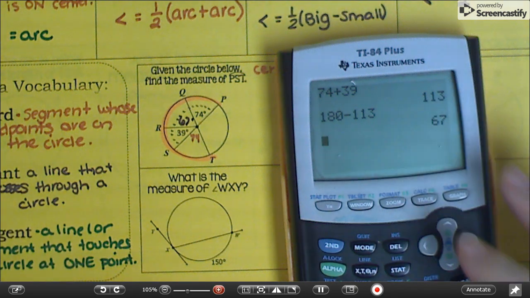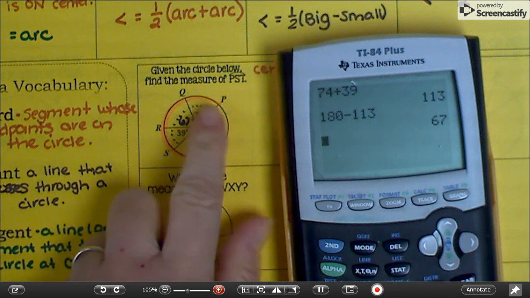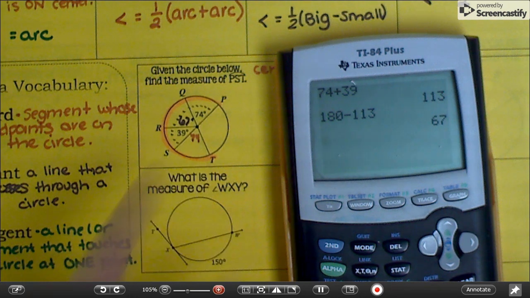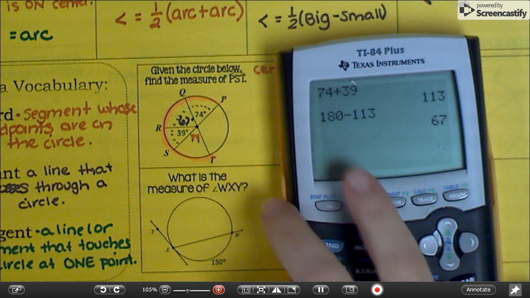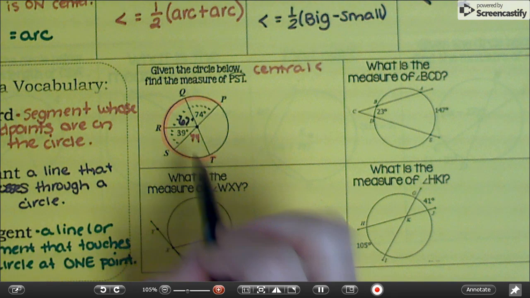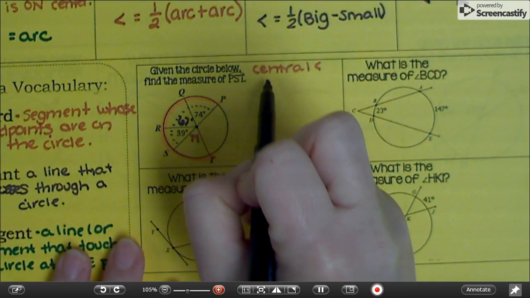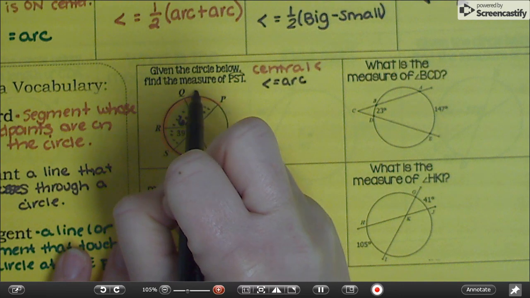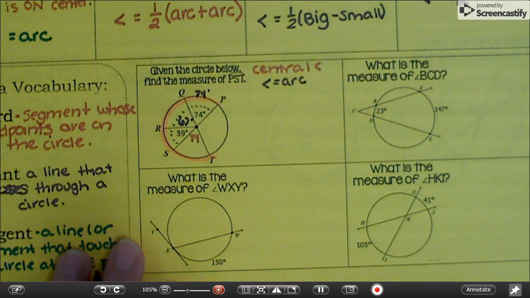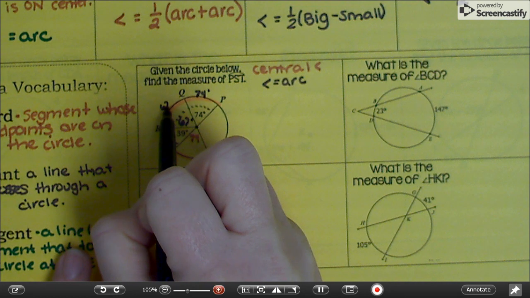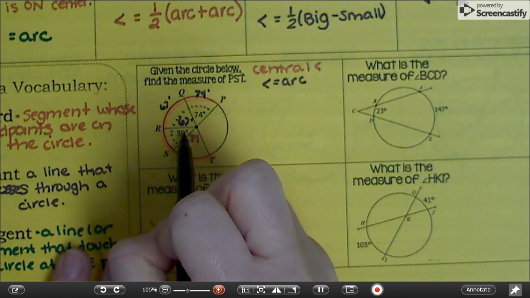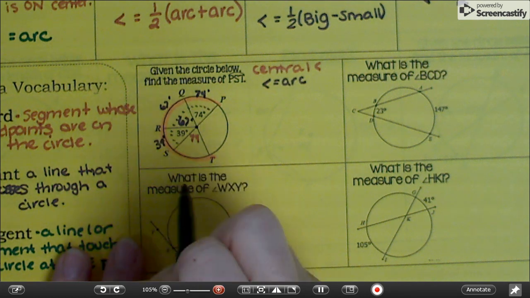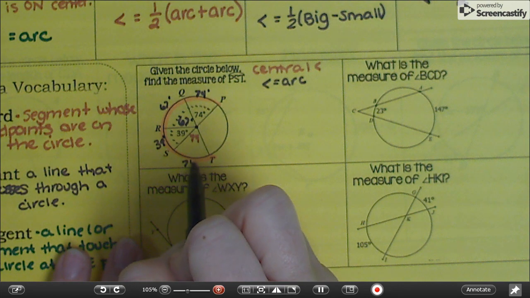Now, I could have done this another way. I could have just written 180 for this and added that. There's a lot of ways, but I just wanted to show you that step. We know because of central angles that the angle equals the arc. So if this angle is 74, this arc is 74. If this is 67, the arc is 67. If the angle is 39, the arc is 39. And if the angle is 74, the arc is 74.